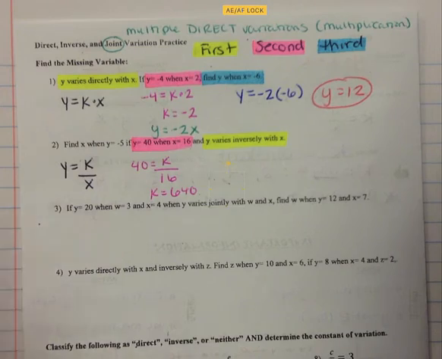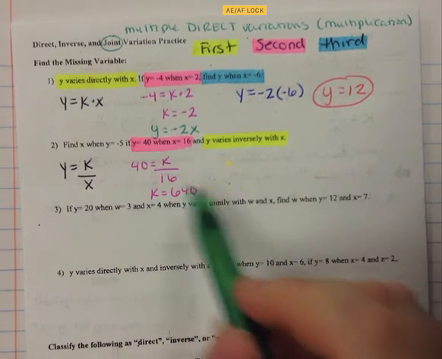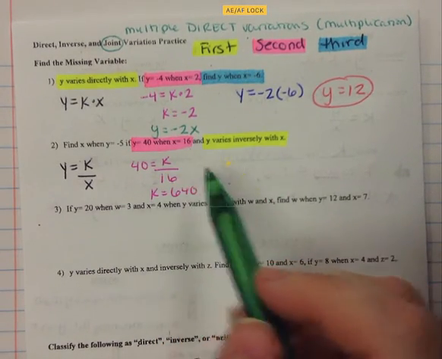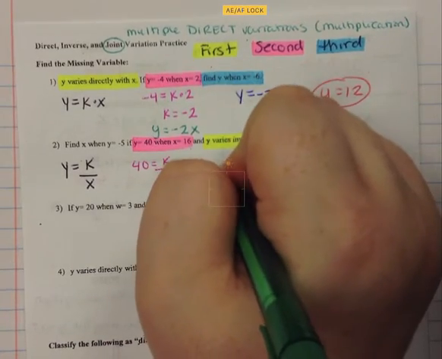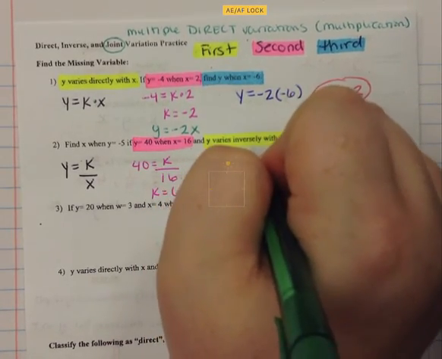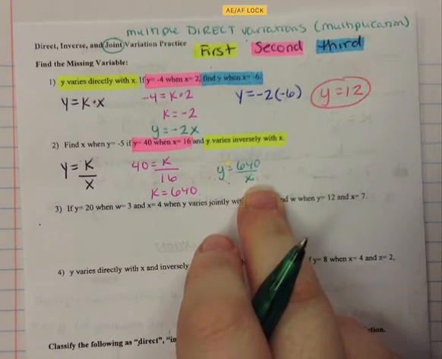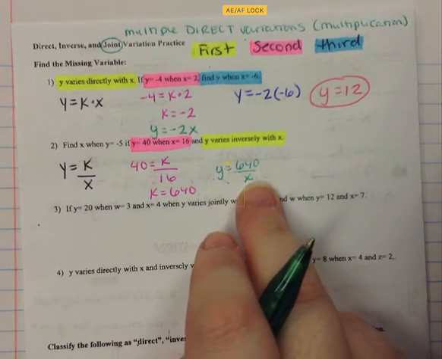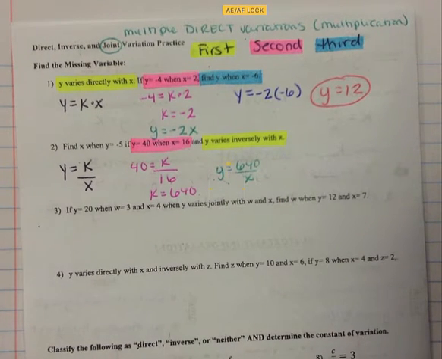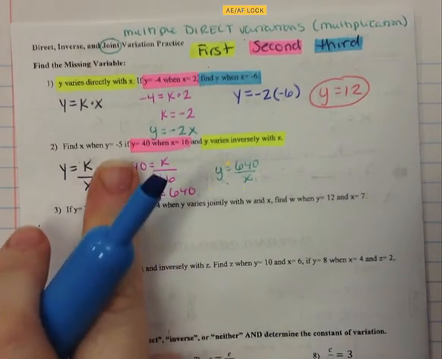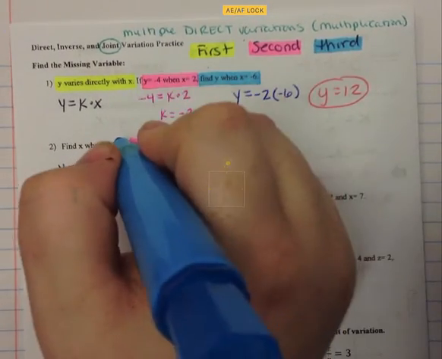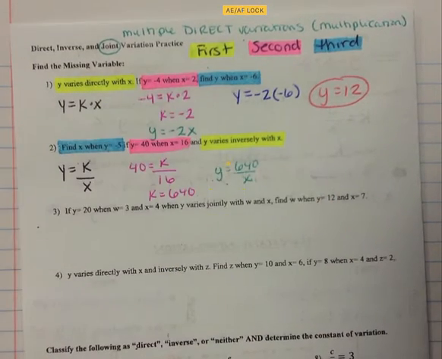Now because we have the k, we can write our actual equation for this problem. The equation is y equals 640 divided by x. This is the actual variation equation. Now from here we can find any information we want. So on this one, we want to find x when y equals negative 5. That's the last part.